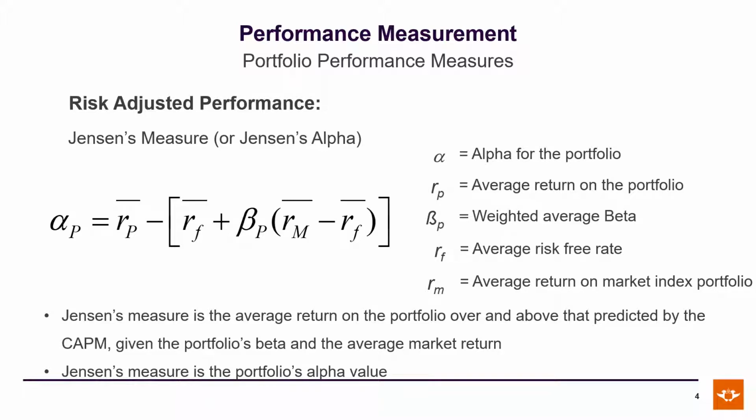Now we're looking at Jensen's measure or Jensen's alpha, and this is the return that is generated over and above the return predicted by the capital asset pricing model. So if we took the portfolio, its beta, and we compared the return generated using CAPM to the return actually generated by the manager on the portfolio, any positive return is considered active return, and that is Jensen's alpha. Okay, so it's the return that is generated by the manager in excess of the return predicted by the capital asset pricing model, and it's an active return.